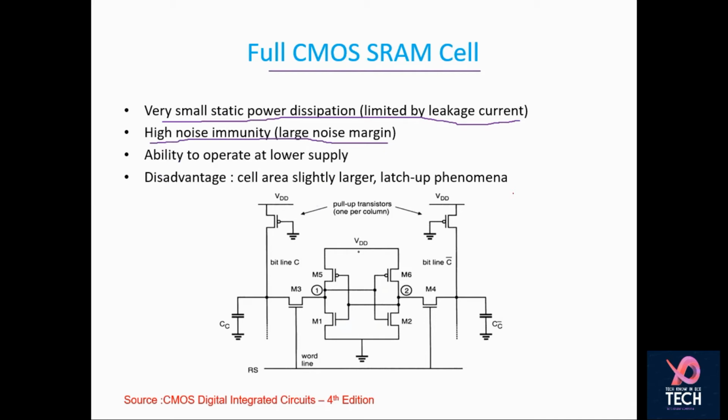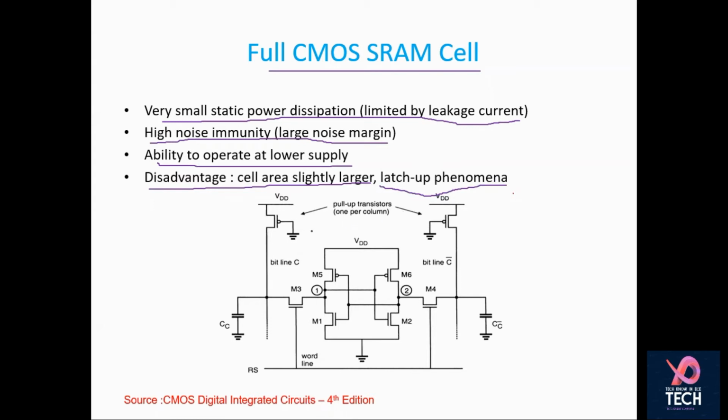Because of these advantages, we can operate it at a low power supply. The one which I designed in my thesis was operated at 0.9 volts. There are certain disadvantages: cell area is slightly larger, and there is the latch-up phenomenon. So there are certain problems, but they can be discussed.